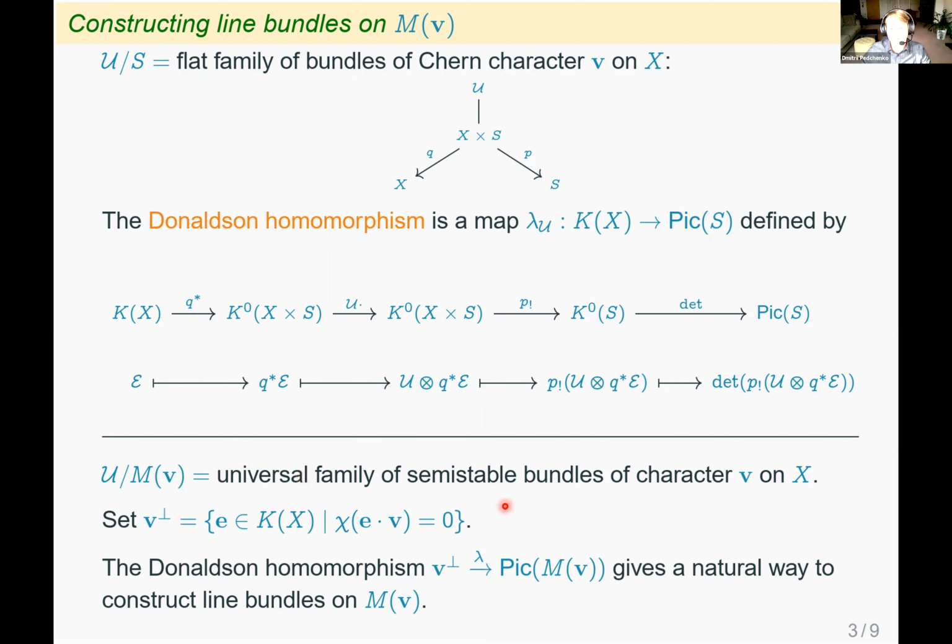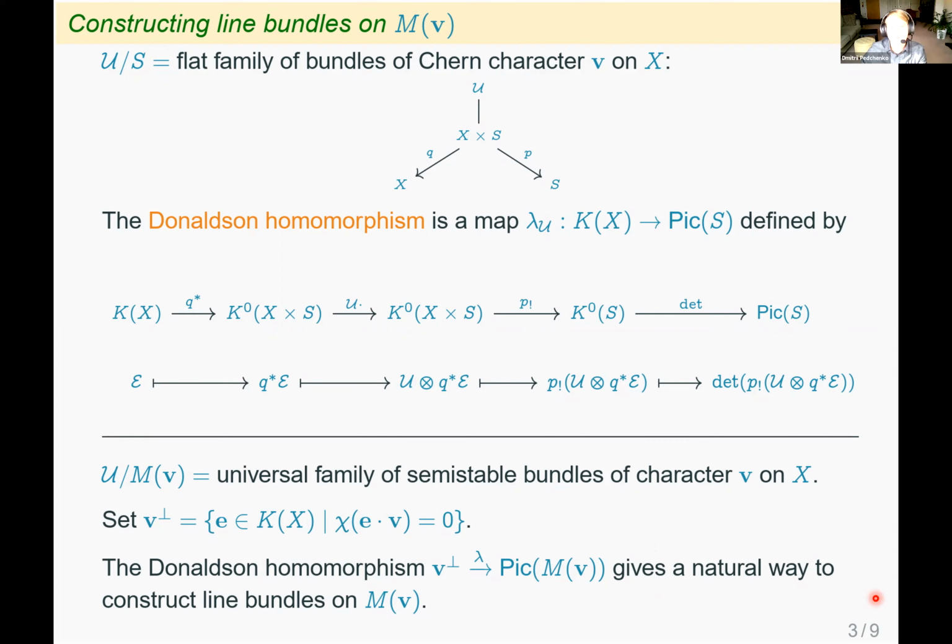It turns out that this Donaldson homomorphism doesn't work on the nose because of the ambiguity in the universal family. The universal family is defined up to twists by a line bundle from the moduli space. So in order to avoid this ambiguity, you need to restrict the domain of the Donaldson homomorphism to be the orthogonal component to the Chern character you're looking at. So you're looking at all the classes in the K group which pair to 0 under the earlier pairing. And then the Donaldson homomorphism gives you a natural way to construct line bundles on the moduli space. Okay, are there any questions so far?